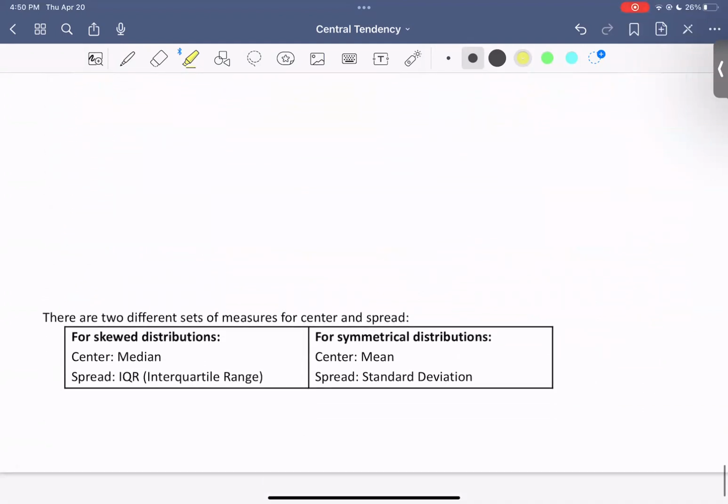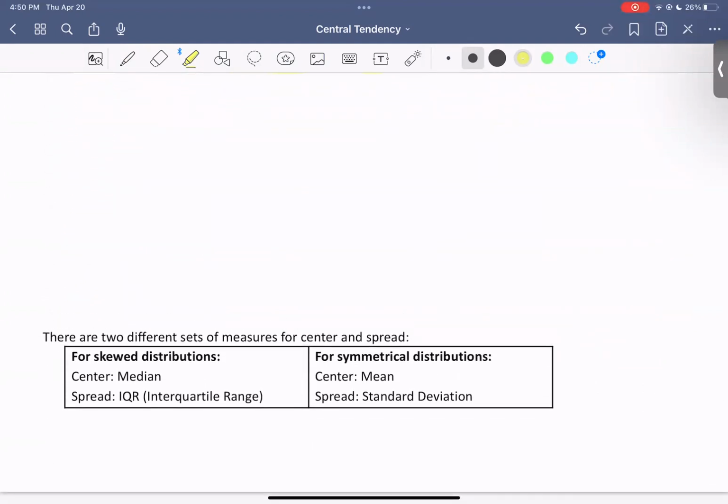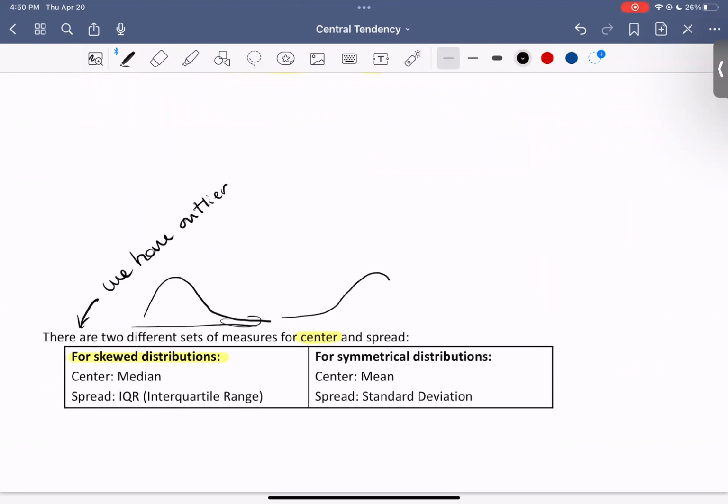All right, so now let's just summarize this video. So there are two different sets of measures for central and spread. So we just looked at central measurements in this video. So to summarize, if our data is skewed, meaning we have outliers, or our data distribution looks like this, where we have a lot of outliers up here, or like this, where we have a lot of low outliers, then for the measure of center, we're going to use the median.